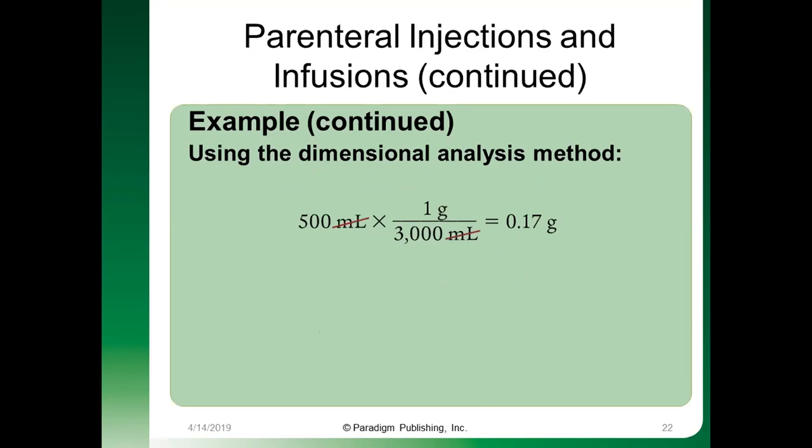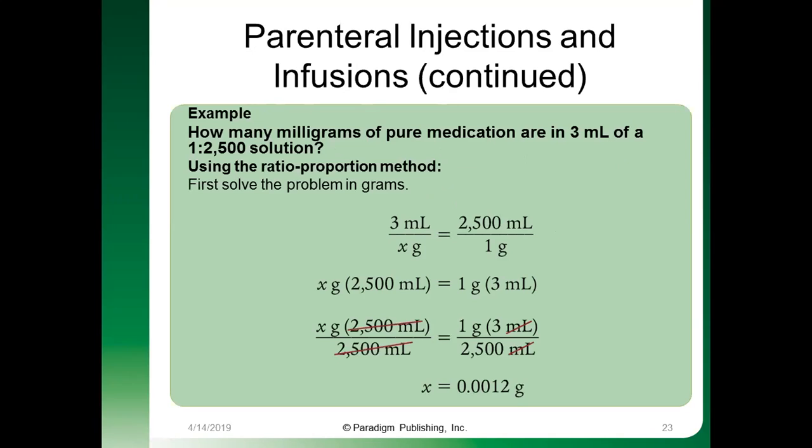Using dimensional analysis, we'll put the unit we want to know as the numerator. So 1 gram over 3,000 times 500, mLs cancel. 500 divided by 3,000 is equal to 1.7. Sorry, 0.7 grams. Next, how many milligrams are in 3 mLs of a 1 to 2,000 solution? So let's use 2,000. 3 ml over x gram equals 2,000, cross multiply, divide by 1,200.